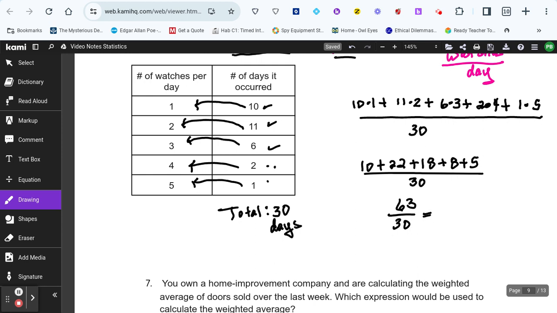2.1. So on average, 2.1, you can't say 0.1 of a watch. Doesn't make any sense. So we'll say approximately 2 watches. Okay, 2 watches per day were sold on average, okay?